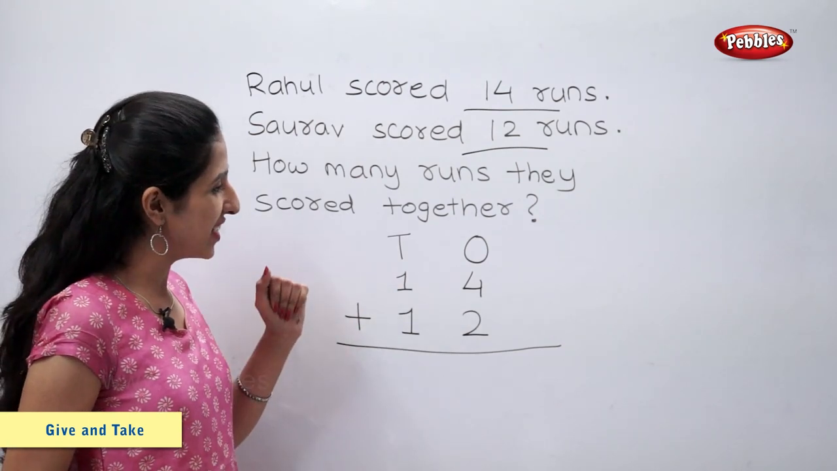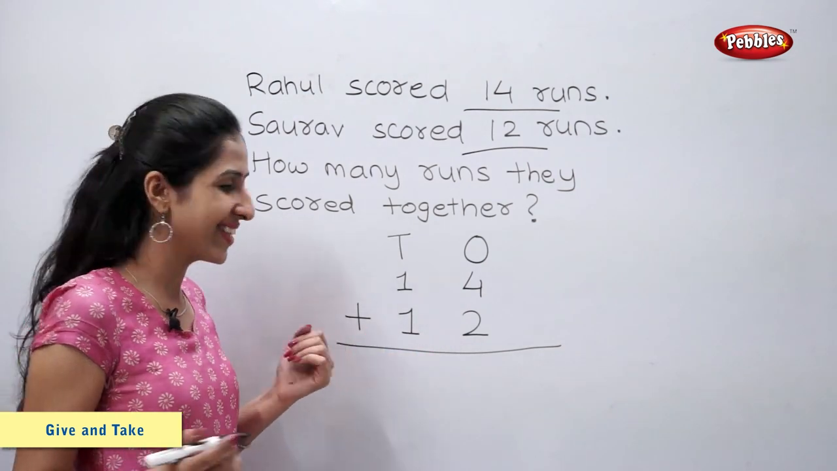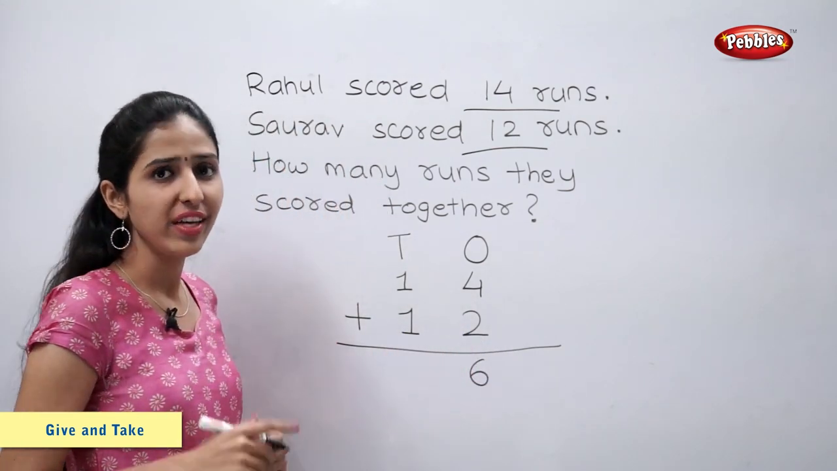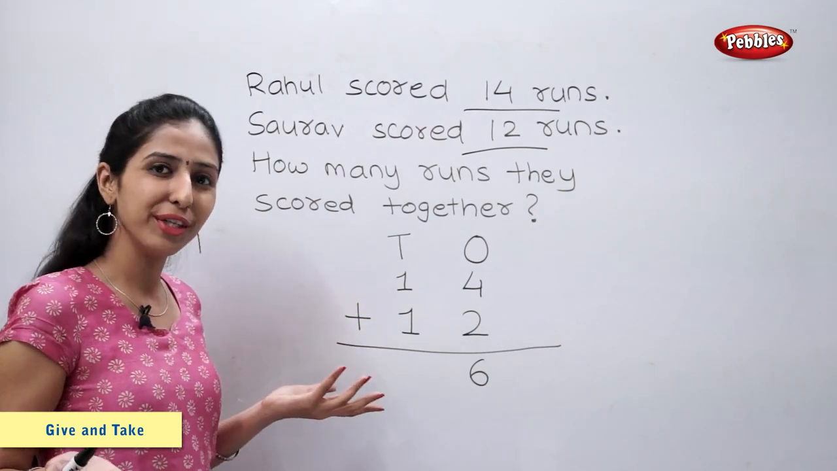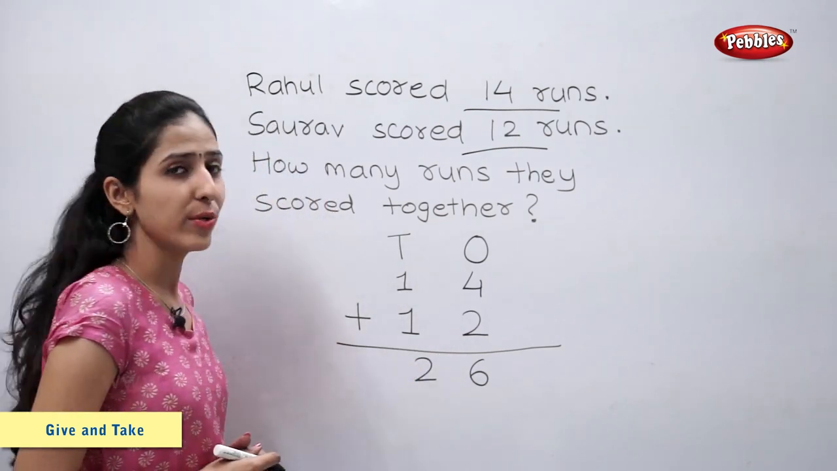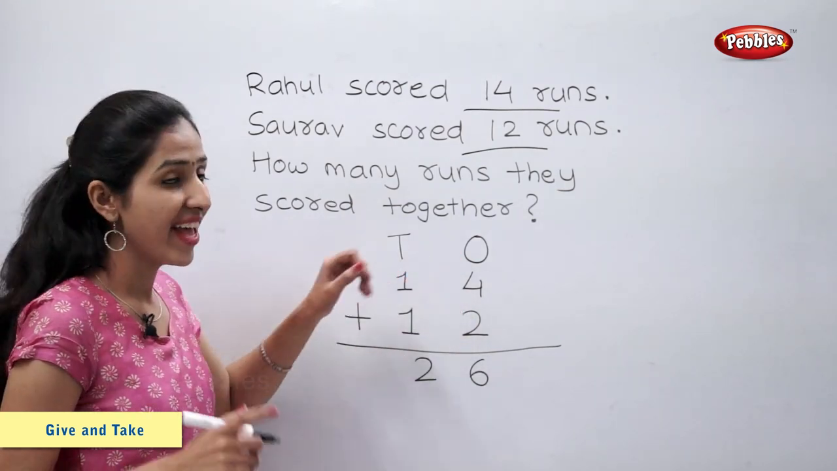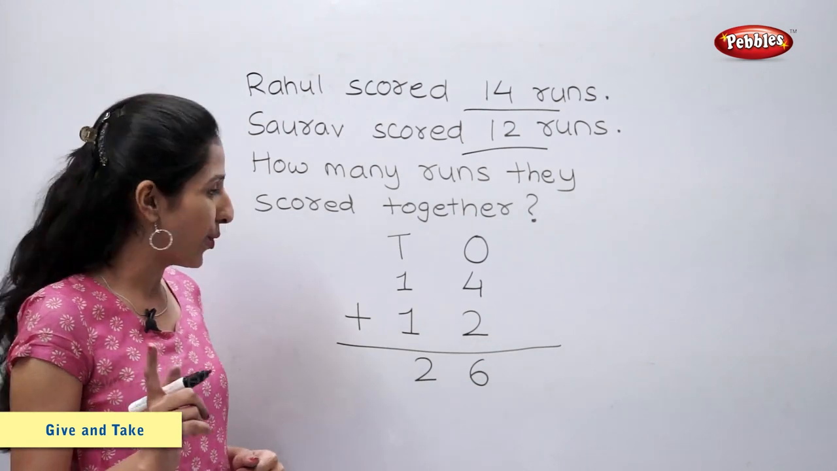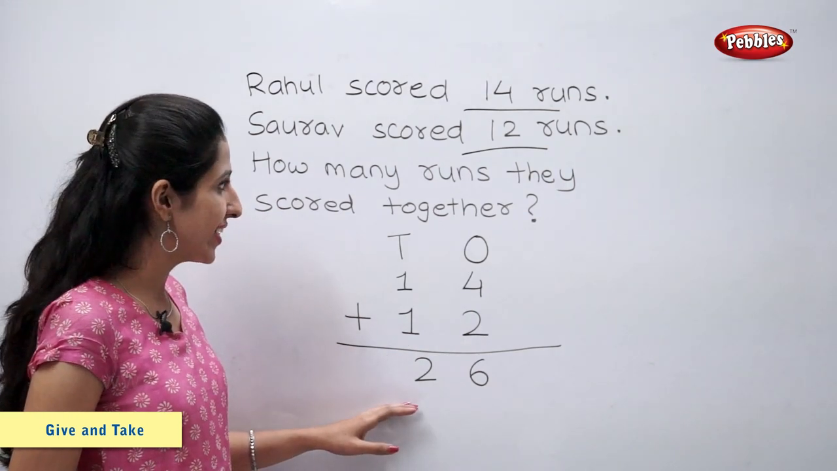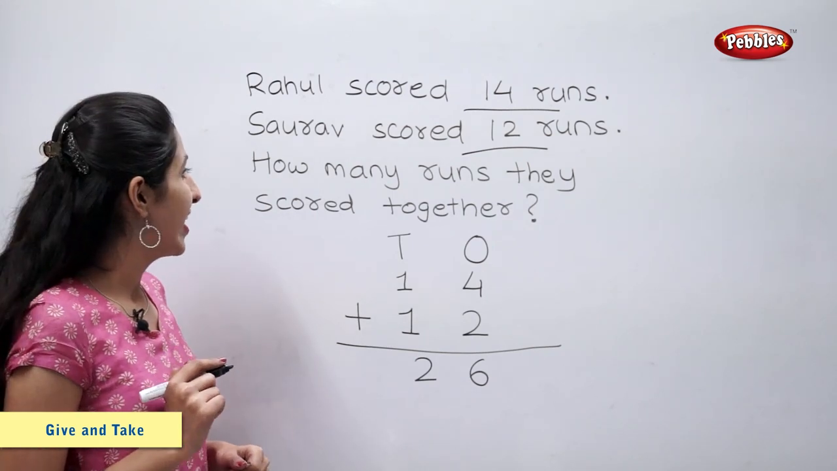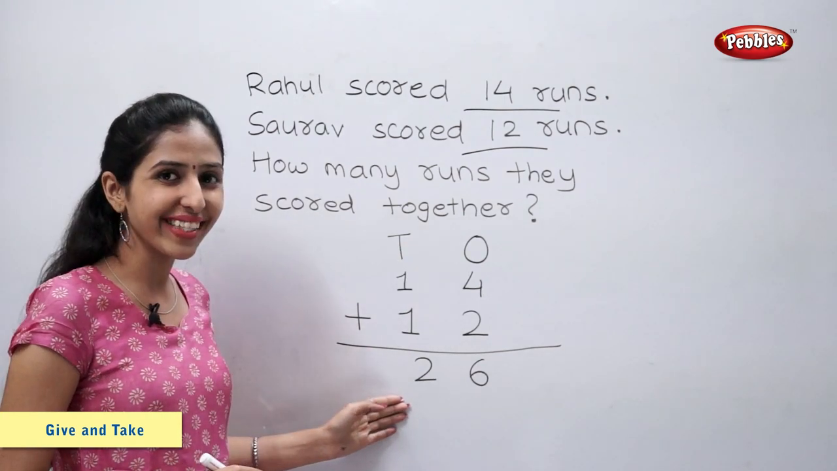Let's add ones first. 4 plus 2 is equal to 6. Now, tens. 1 plus 1 is equal to 2. So now we have 2 tens and 6 ones. That is number 26. So 14 plus 12 is equal to 26. So now we can say that Rahul and Saurav together scored 26 runs.